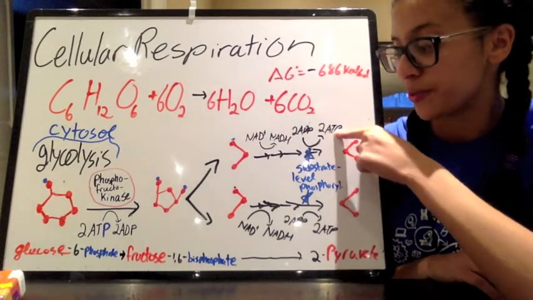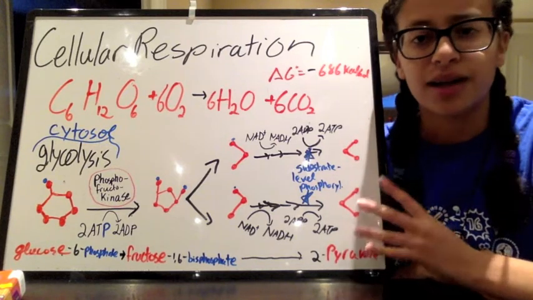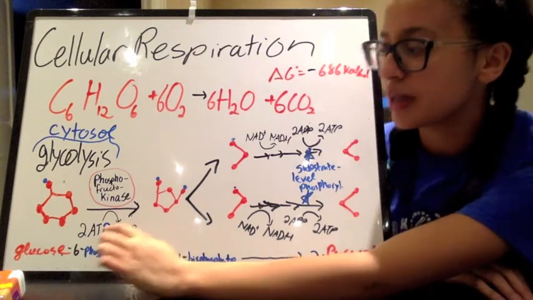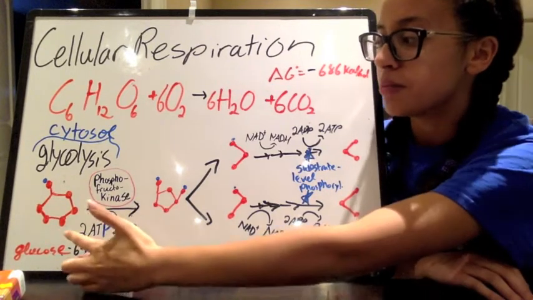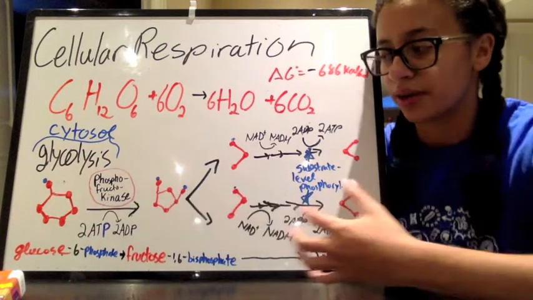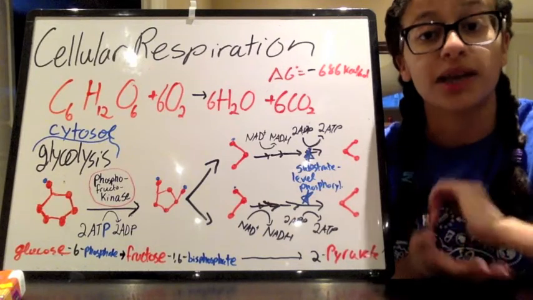Now this is going to happen to ATP over here, and to ATP over here, so you get a total of 4 ATP. But remember that you invested 2 ATP in the beginning to make this glucose more reactive so that we can break it apart later on. So you get a net 2 ATP from glycolysis.